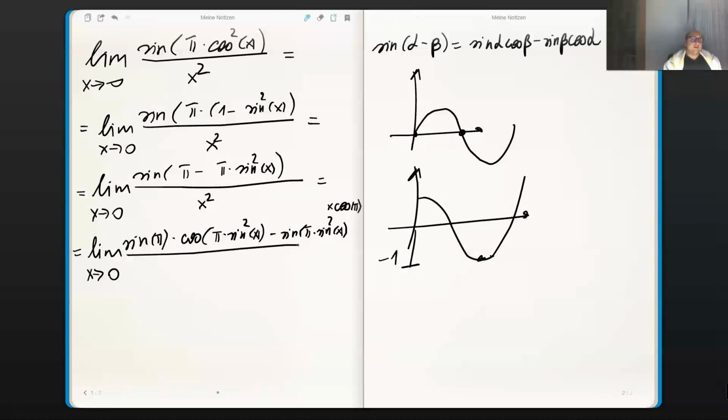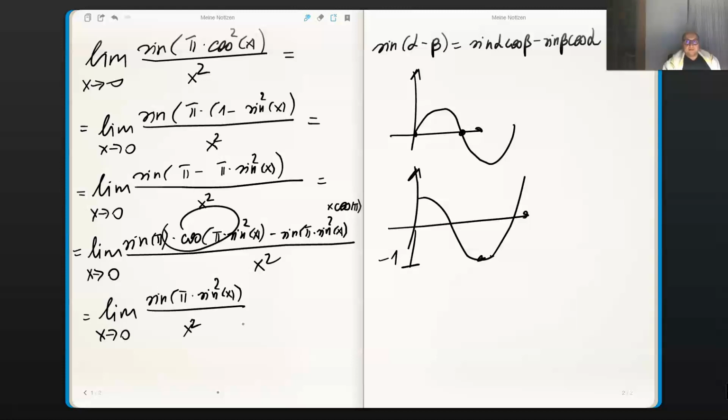So that means that we're still dividing by x squared. This one is 0. Minus times minus gives you plus, so we get the limit x towards 0 of sine of pi times sine squared of x divided over x squared. Well, that's nice. So we simplified it a little bit, as you can see. Because we had sine of cosine squared, now it's just sine of sine squared. Is it way better? Maybe not so clear, but it is.